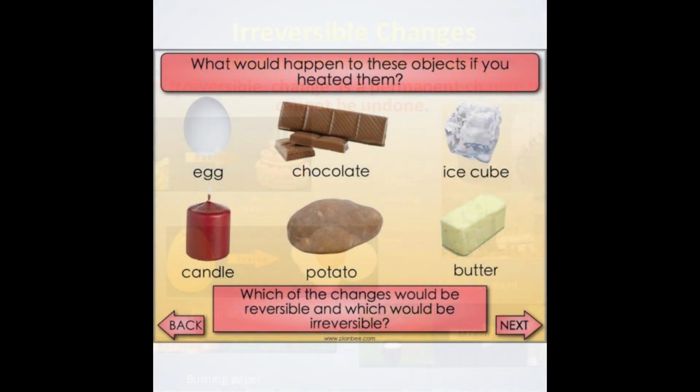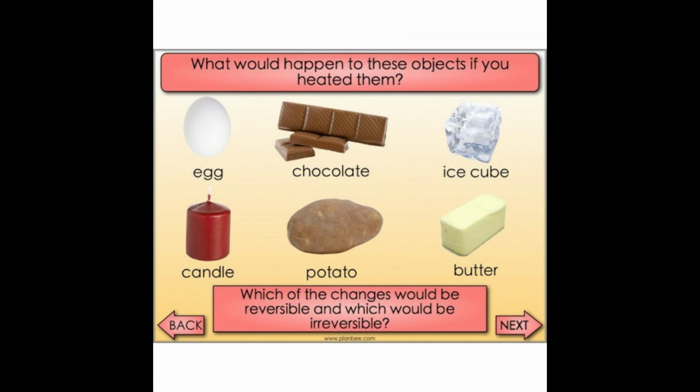So take a look at these. What would happen to these objects if you heated them? Which of the changes would be reversible and which would be irreversible? Take a moment to think about it. Which of them, when you heat it up, would change but then could be changed back when you cool it down? Which of them, when you heat it up, could not be changed back to what it originally was?